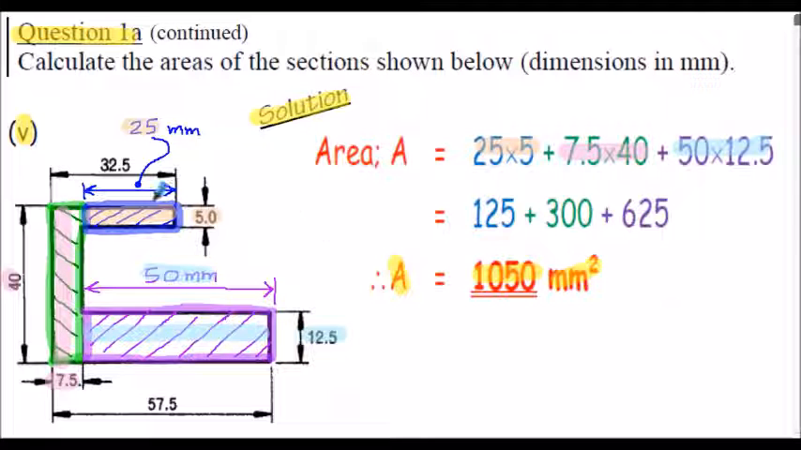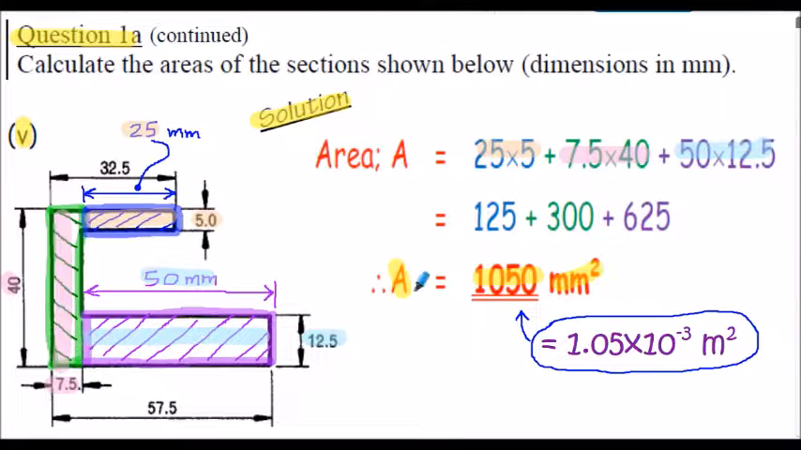Again, just notice how we've calculated some of these dimensions. 25 millimeters here is 32.5 millimeters minus 7.5, and of course the 50 millimeters here is the 57.5 minus 7.5. And again, just for reference, dividing by 10 to the power of 6, the area can be written as 1.05 times 10 to the negative 3 meters squared.